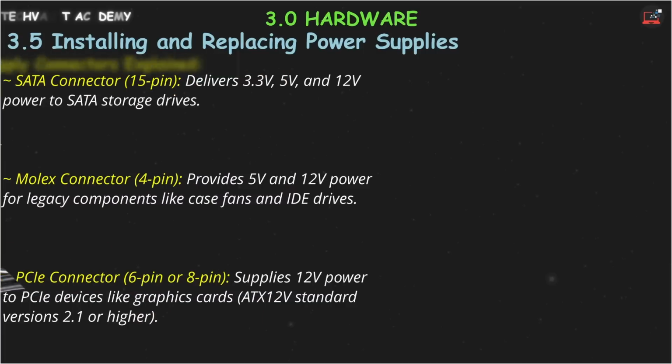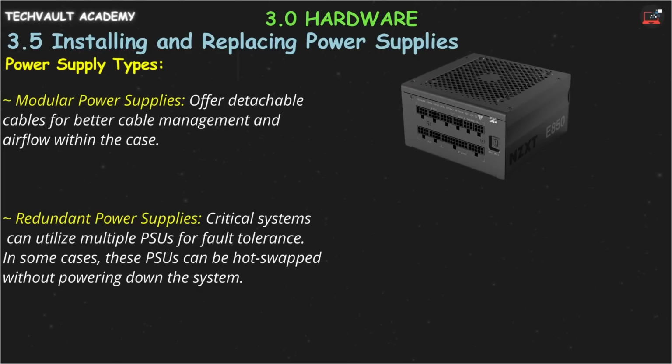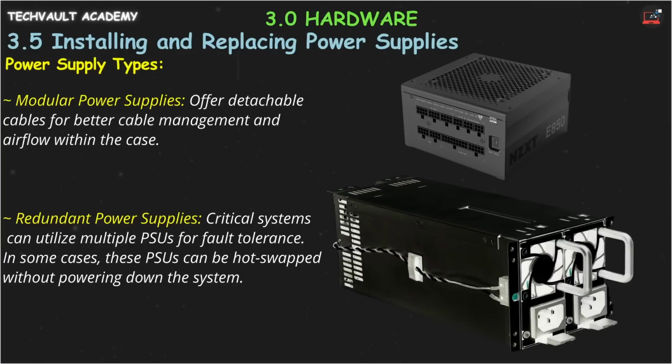higher. Power supply types. Modular power supplies offer detachable cables for better cable management and airflow within the case. Redundant power supplies. Critical systems can utilize multiple PSUs for fault tolerance. In some cases, these PSUs can be hot swapped without powering down the system.